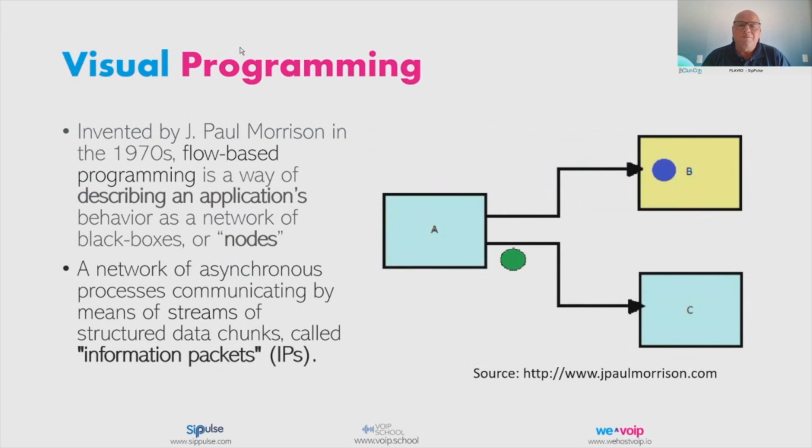So what is visual programming? Visual programming was invented by John Paul Morrison in the 70s. It's a way to describe an application using nodes. Nodes are like black boxes. You can think of A as, let's say, playback, B as get digits, C, they are functions, right? And you can put your functions in a visual way. You can connect your functions in the system. And then by using information packets or messages, you pass messages from one node to the other.